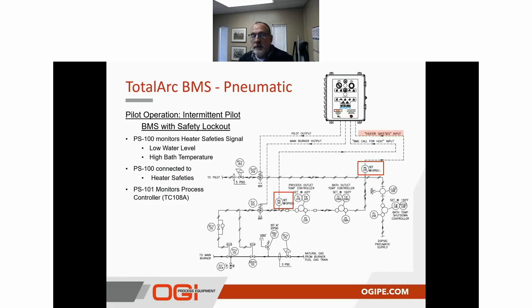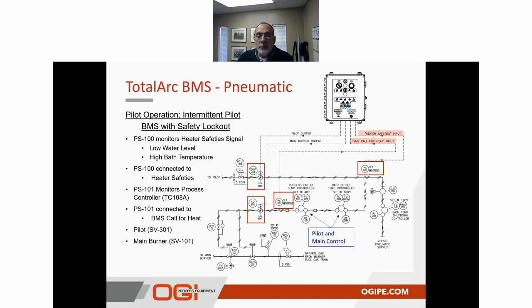and in this case, the pilot. So in this case, the PS101 is driving an input into the BMS call for heat. From there, we have a solenoid valve that is going to open and prove the pilot. Once the pilot's proven, the main will be lit. And you can see here again that the pilot and the main control are driven by both of those controllers.